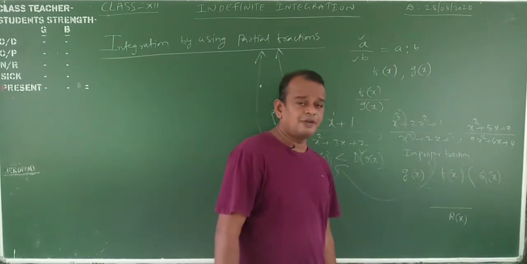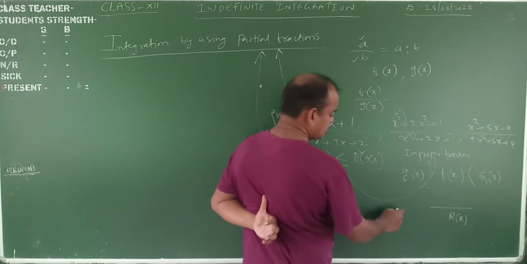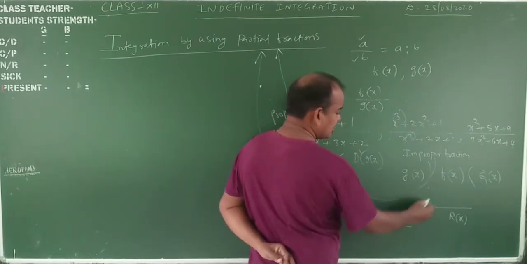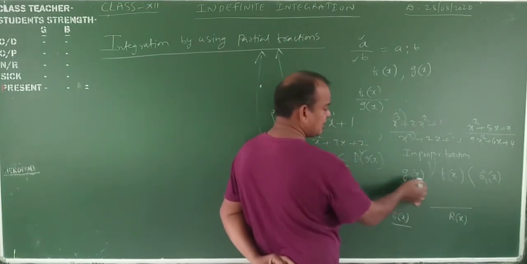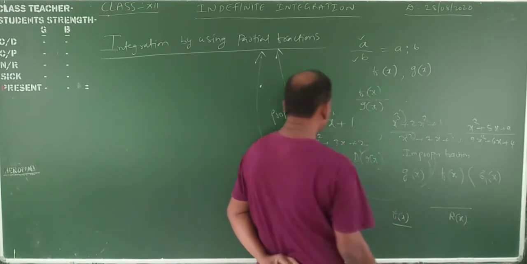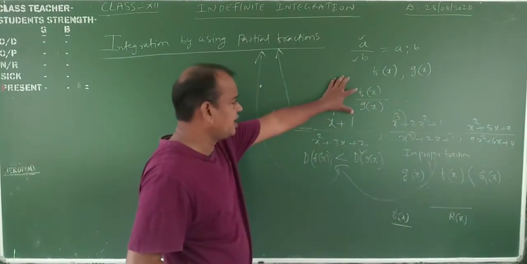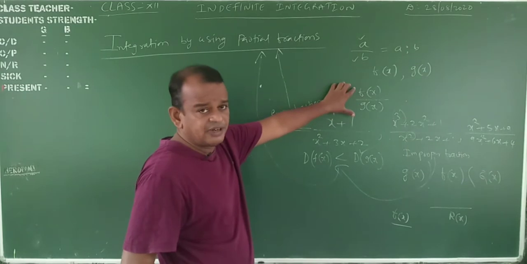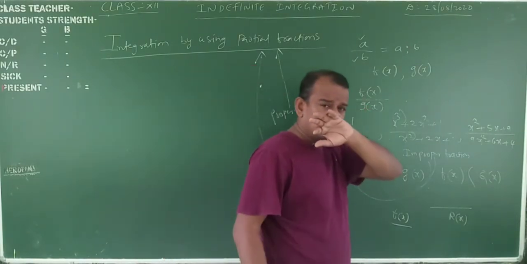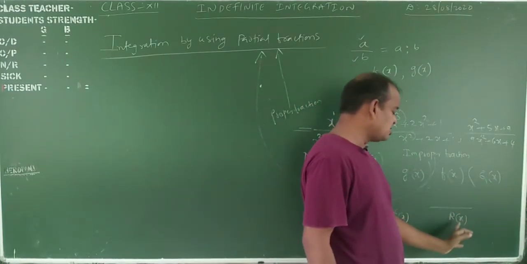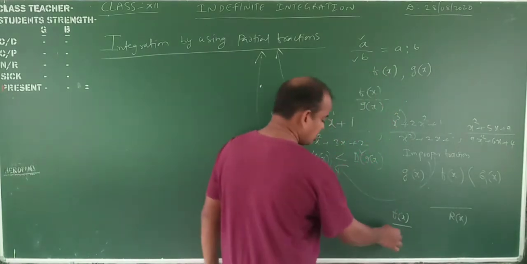You know very well. After that, f of x by g of x. You know the formula of this one? This is called the dividend, this is called the divisor, this is called the quotient. f of x by g of x. This is the dividend, this is the divisor. Division algorithm. This is called the quotient. This is called the remainder.